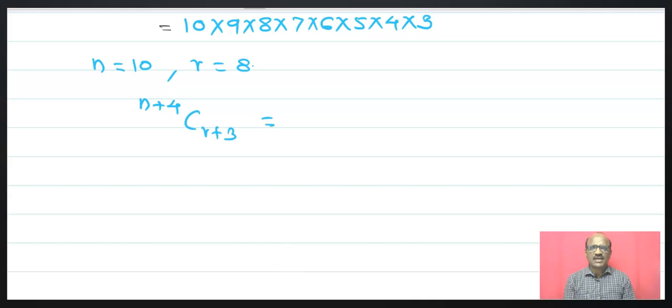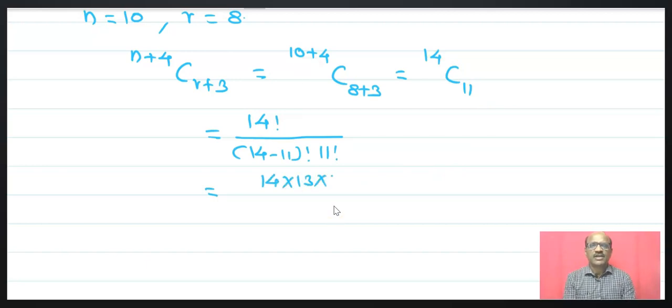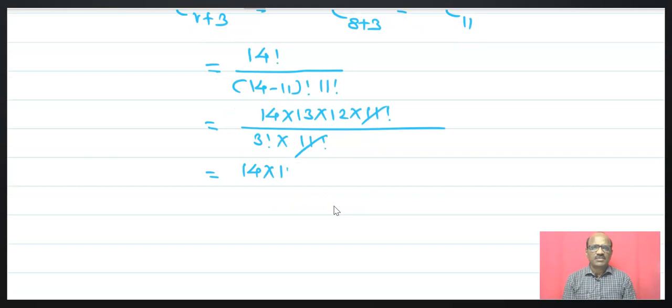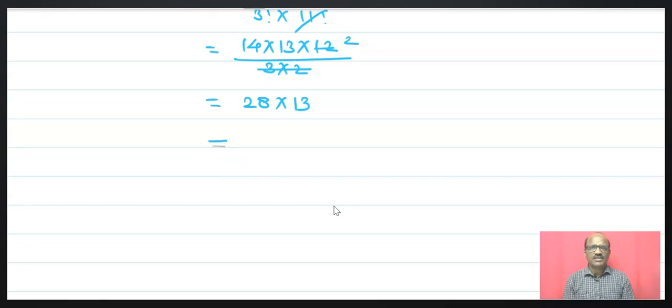Now n plus 4 C r plus 3, that is 10 plus 4 C 8 plus 3, that is 14C11. Now the value of 14C11 is equal to 14 factorial upon 14 minus 11 factorial into 11 factorial. Therefore 3 factorial, these two get cancelled. Therefore 14 into 13 into, that means the 6. Therefore 28 into 30, and that is equal to 364.